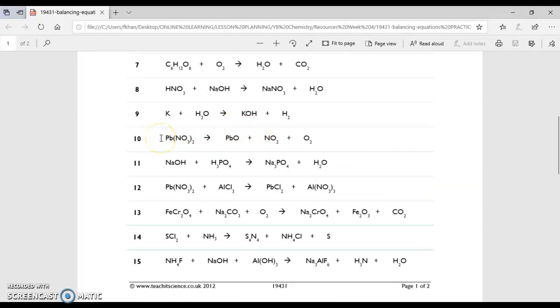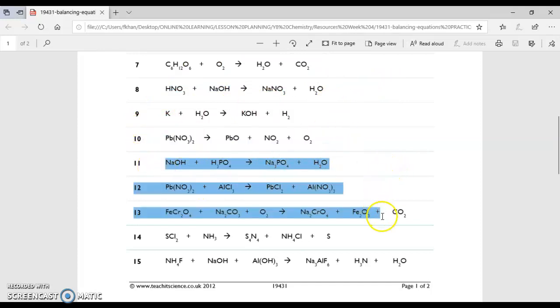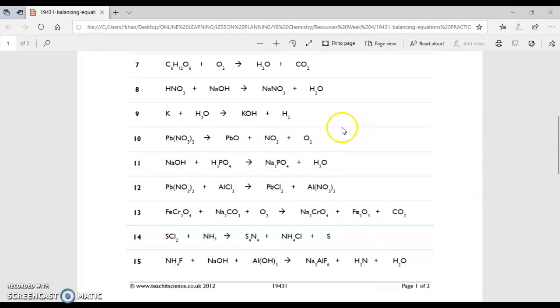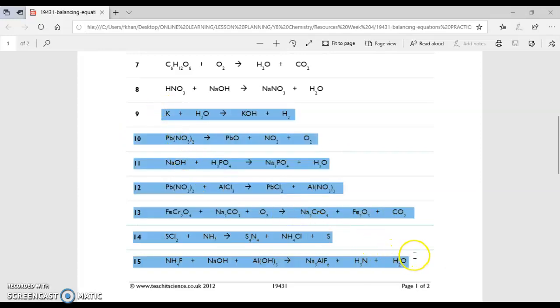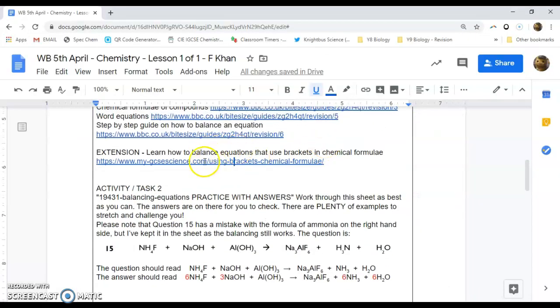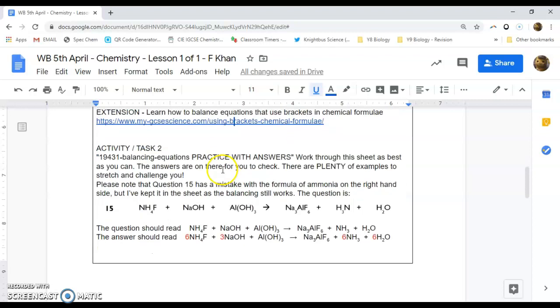Once you get to the questions here for question 8, question 10 and 11, you'll find that they get tougher and tougher. The reason why they get tougher is because these are the questions that I would expect those people who tackle the extension activity in this link to be able to do.